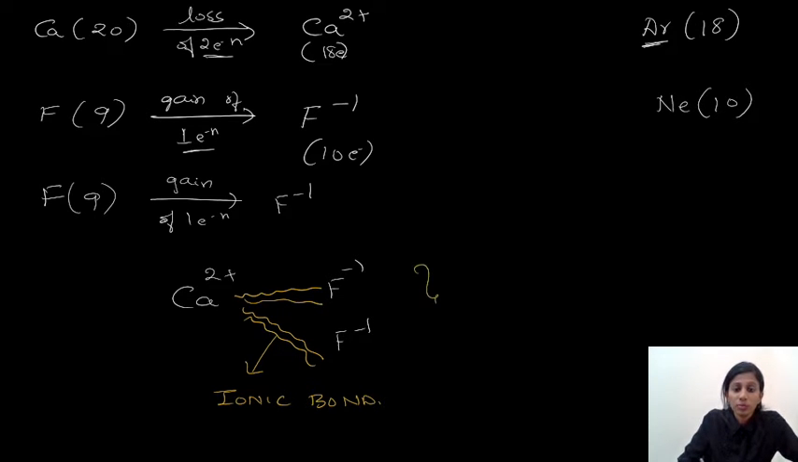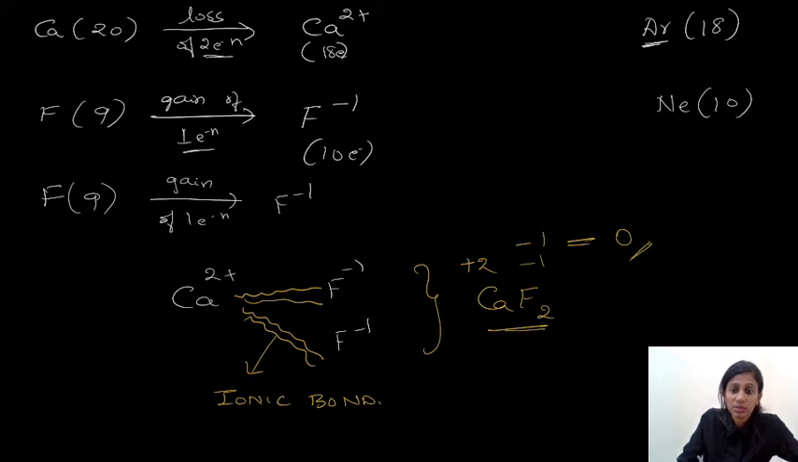The overall molecule is called CaF2. You can also cross check the total charge of this compound. As you know, calcium has a +2 charge, and there are 2 fluorine atoms, so the charge will be -1 and -1. So if you add up these charges, the total charge will be equal to 0.